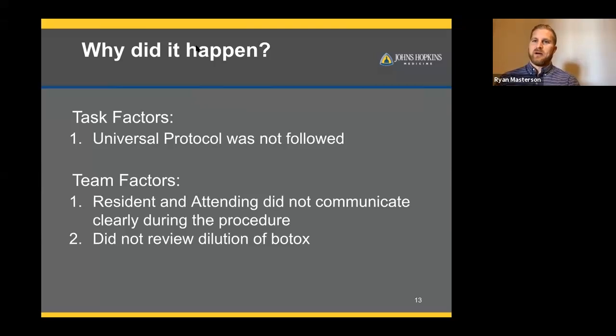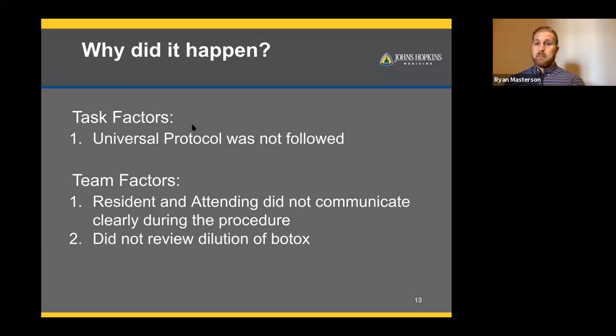All right, so a little bit more about why this happened. Task factors involved. There's actually a universal protocol for procedures, which was mentioned earlier, and that was not followed in this case. And I'll get into that a little bit more specifically in a moment. Team factors involved. The resident and attending did not properly communicate clearly during this procedure.